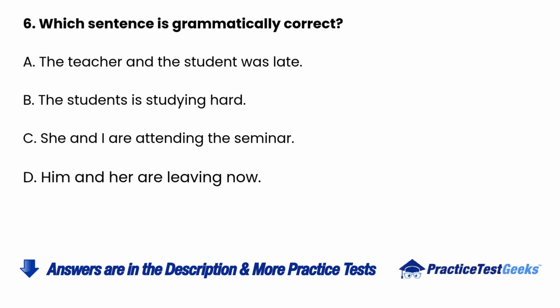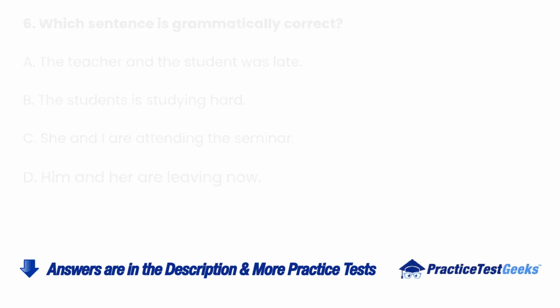6. Which sentence is grammatically correct? A. The teacher and the student was late. B. The student is studying hard. C. She and I are attending the seminar. D. Him and her are leaving now.